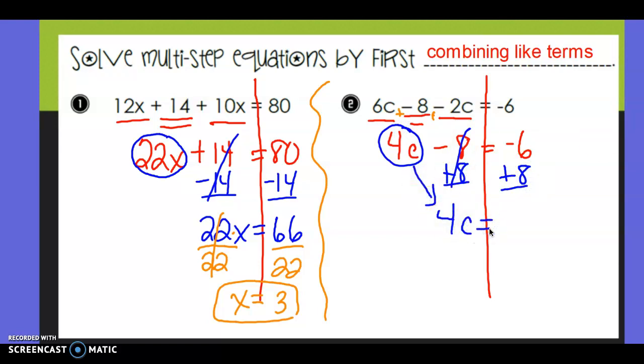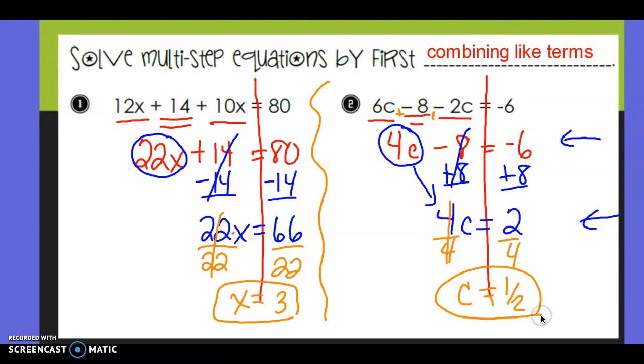Don't do the work in this line here. Bring it down to this line. Negative 6 plus 8 is 2. Finally, I don't want 4 c's, I want just a c, so I have to divide by 4 on both sides. These cancel out. I have a 1c on the left, and on the right, 2/4, if I simplify that, is 1/2. All right, so there's our first type of example of solving a multi-step equation when you first have to combine like terms.